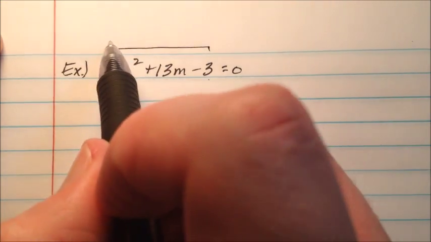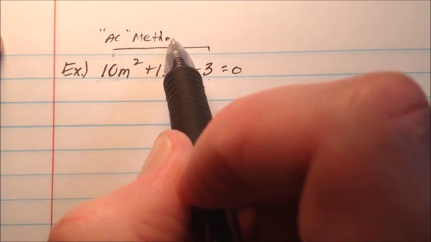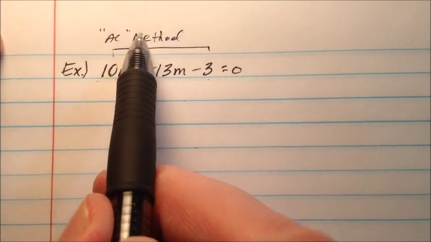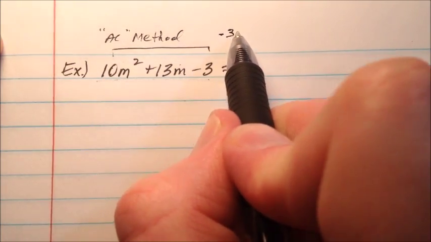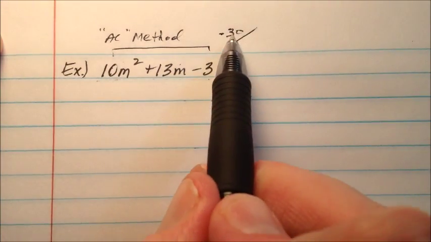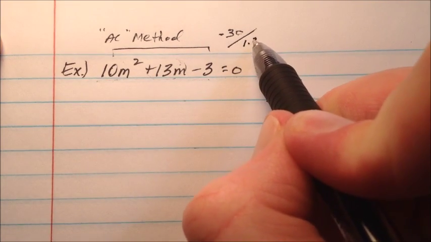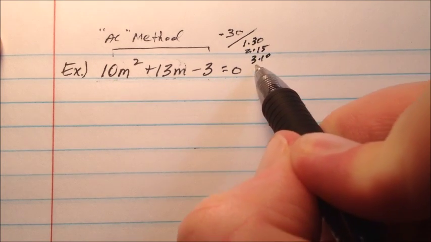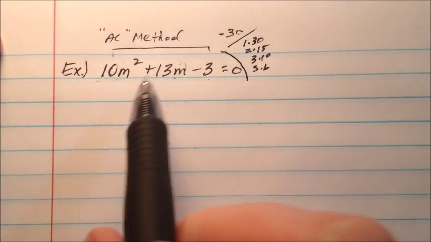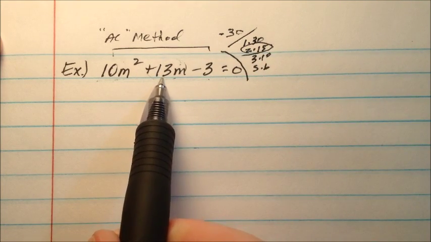So I can use my AC method if you want to, and you can watch that video, or if you have another method that you use to factor these, that's just fine. So the AC method says that 10 times negative 3 is negative 30, and I want factors of negative 30 that will add to make 13. So 1 and 30, 2 and 15, 3 and 10, 5 and 6. It looks like 2 and 15 will work because they're 13 apart.